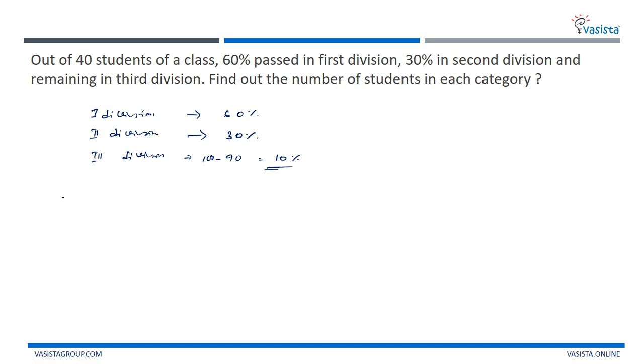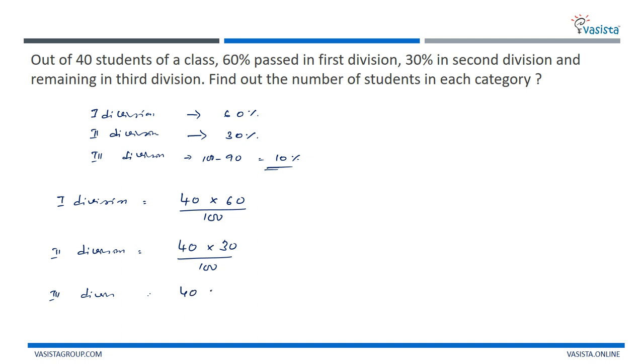So let us go with the first division students. How many students are there in total? 40 into 60, divided by 100. For second division, the same way: the total number of students is 40, and that is going to be 30%, so 40 into 30, divided by 100. For third division, that is going to be 40 into 10, divided by 100.